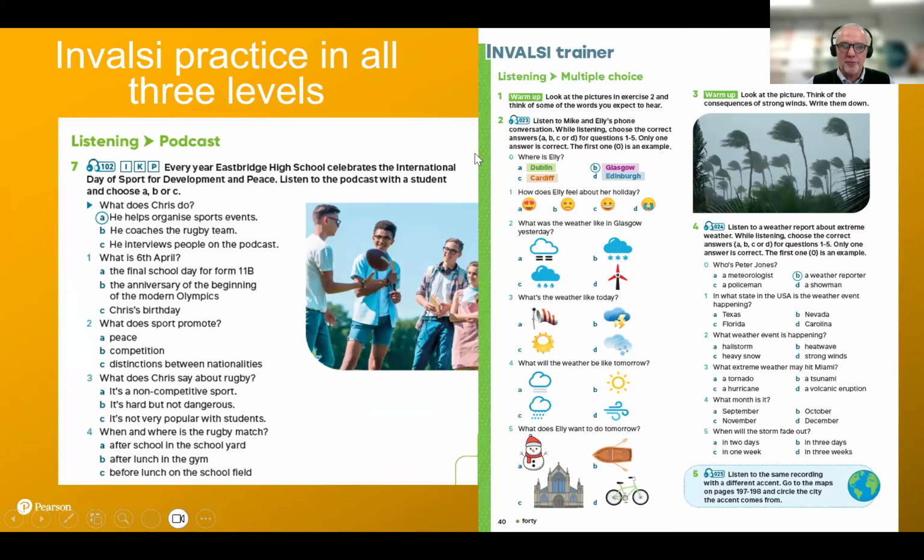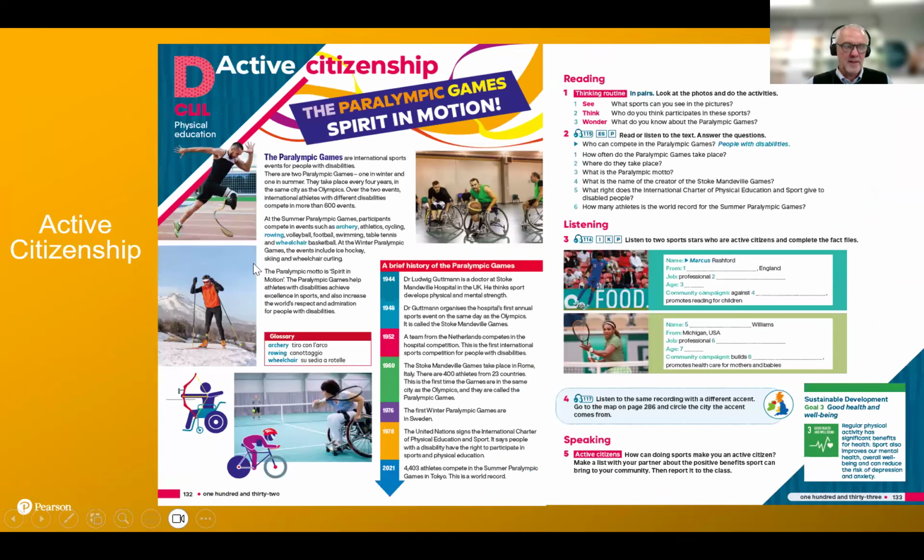Invalsi practice in all 3 levels. There are dedicated pages as well as the I symbol with other exercises like you can hopefully see here. Active citizenship. This is a really nice one. This is taken, I think, from level 1 of Act Smart, where we have a nice lesson on the Paralympic Games, which could be a really nice thing to try now because we have, of course, the Paralympics and the Olympics this summer. And so here you've got something linked with Sustainable Development Goal number 3.